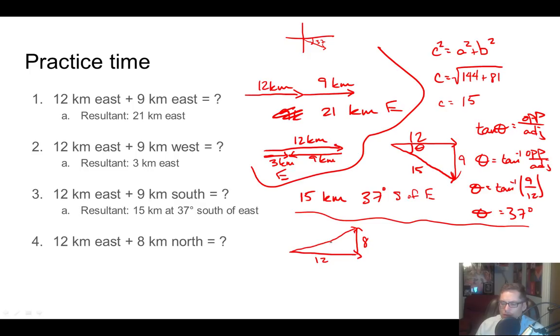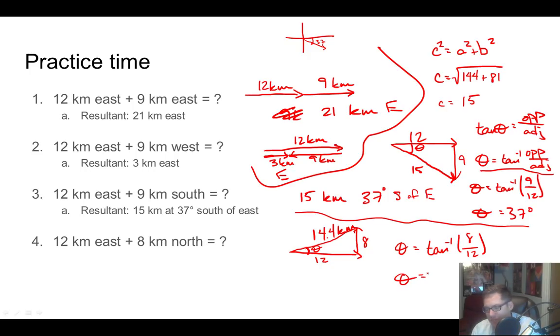So the magnitude is going to be the square root of 144 plus 8 squared. I got 14.4 kilometers for the magnitude. Then I can use the same formula as before. Theta is equal to the inverse tangent of opposite over adjacent. My opposite is 8 and my adjacent is 12, so theta is the inverse tangent of 8 divided by 12. I got 48.11, so we'll call it 48 degrees.